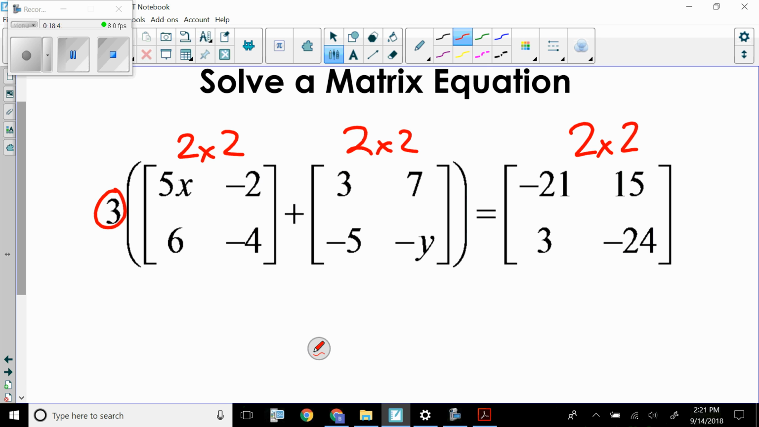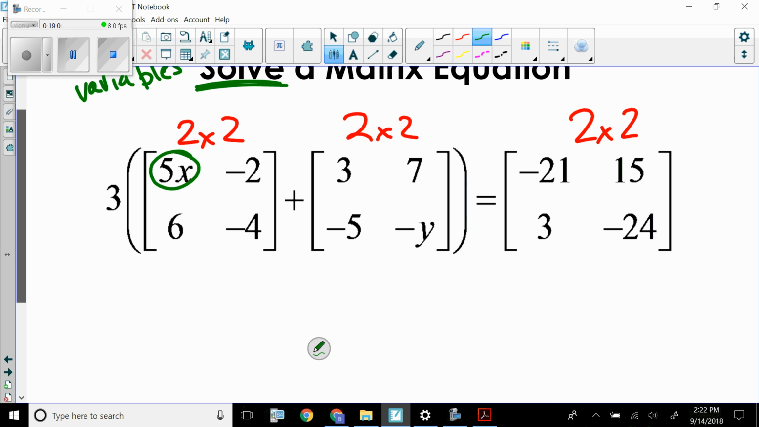So, when I'm thinking through this problem, some things that I want to think about is it says solve. Solve. So I'm looking for variables. If I'm looking for some variables, maybe I should find one first. Right here I see a 5x. What affects that 5x? What is going to be added, subtracted, multiplied, or divided by that 5x? Well, I have 5x, I have this plus, and then I have this 3 over here. So I have 5x plus 3, because they're both in the same location.